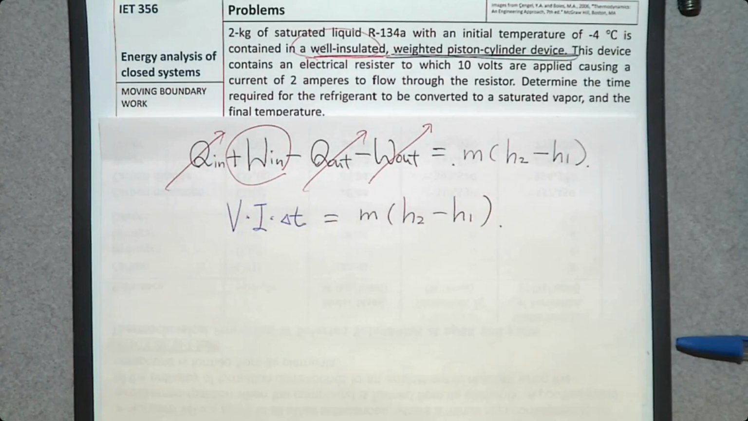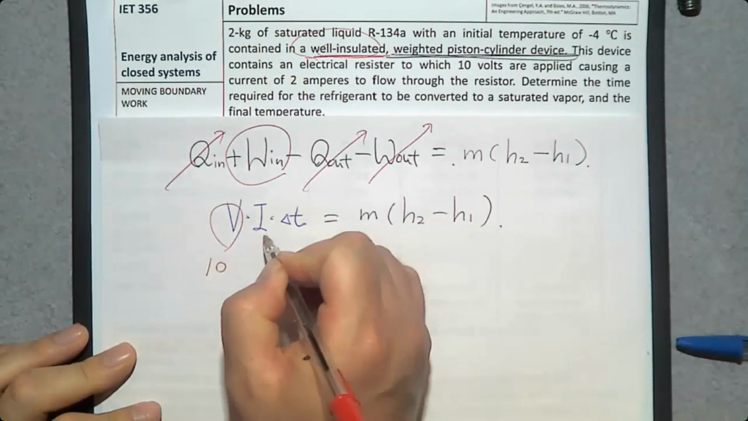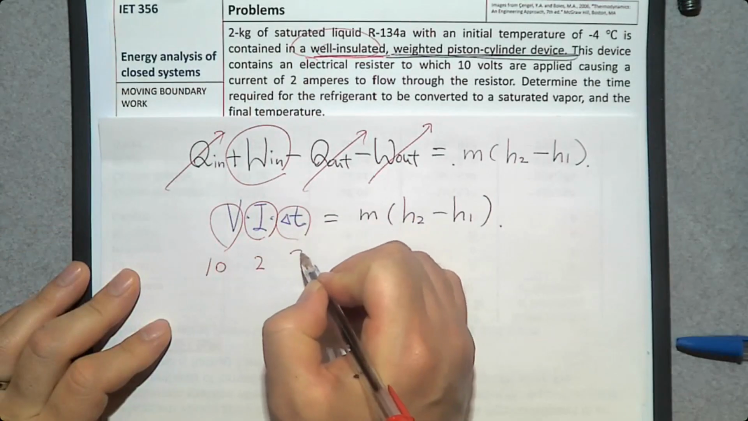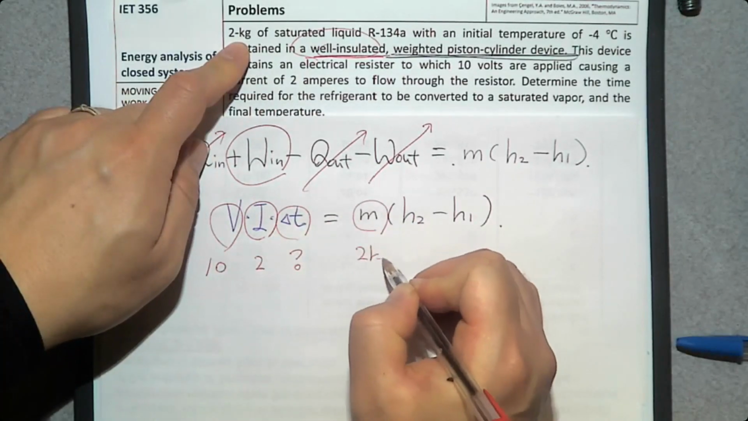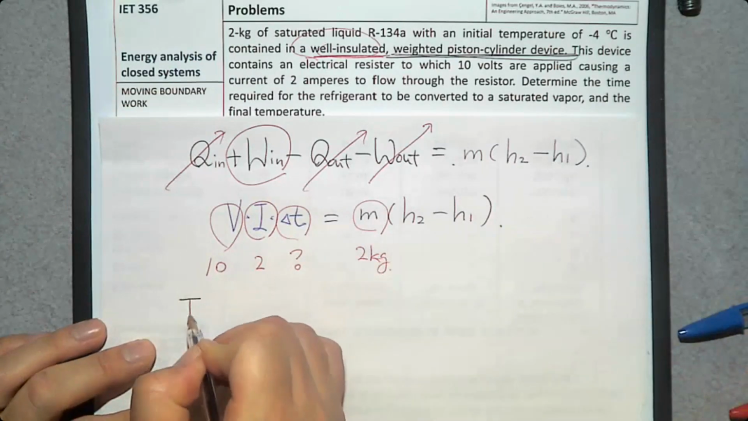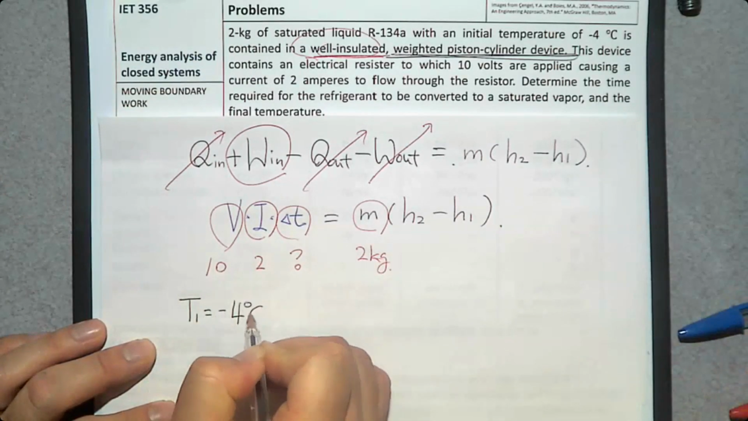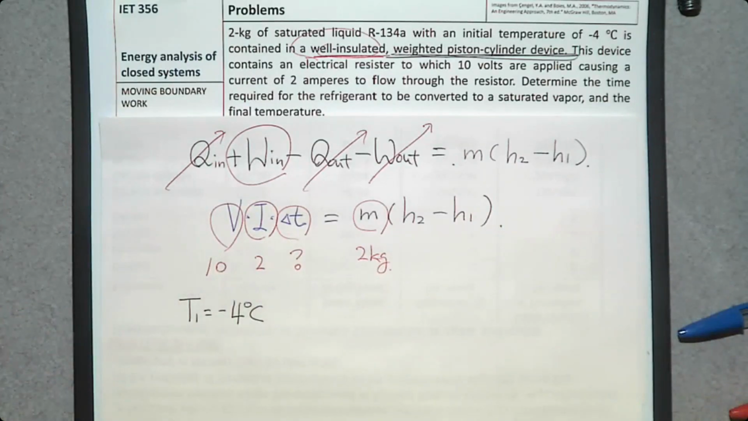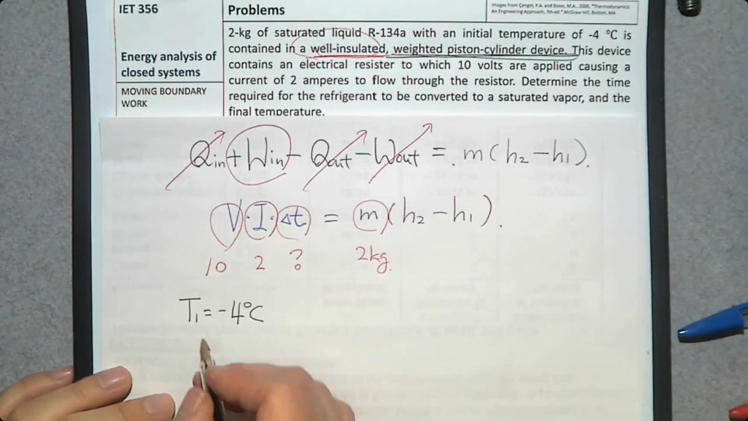So let's see, what do we have? Do we know the voltage? Yes, 10 volts, 2 amperes, time t is the unknown, the mass is 2 kilograms, then we just need to determine H1 and H2. That's all. What is H1? The initial temperature is -4, and it is saturated liquid. So initially, T1 is -4, and we don't have to determine the phase change process. It is given saturated liquid.